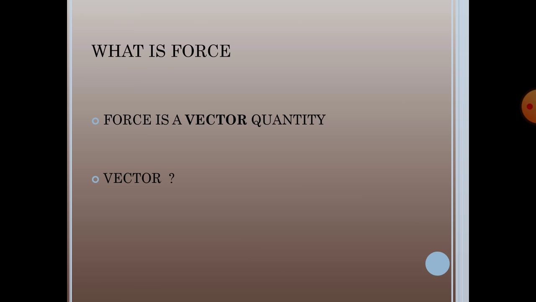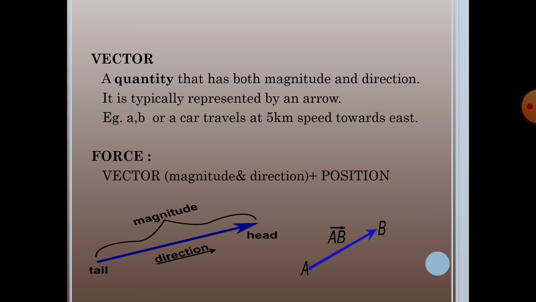A force is a vector quantity. Vector means it has both magnitude and direction. A vector is represented by an arrow. For example, a car travels at 5 km speed towards east. Here, 5 km represents the magnitude and towards east is the direction. So it has both magnitude and direction, an example for a vector. Force is a vector quantity. It has both magnitude and direction, and along with that the position, the point where the force is acted.